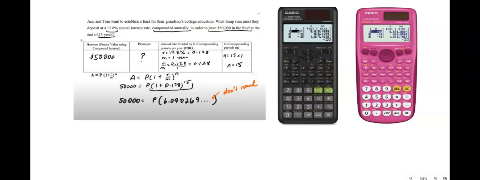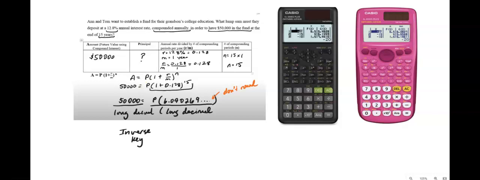Okay, so once you raise that amount to the 15th power, you can end up with a very long, non-terminating, non-repeating decimal. Do not round. Don't round the decimal. And so in order to solve for the principal for P here, we would need to divide both sides of the equation by that long decimal. But let's talk about a different alternative to doing that, because once you round the decimal, you are going to throw off your answer. The answer will not be correct.